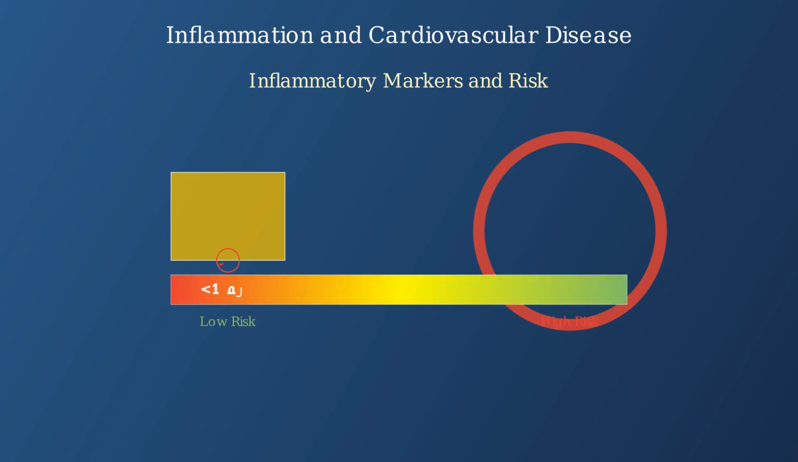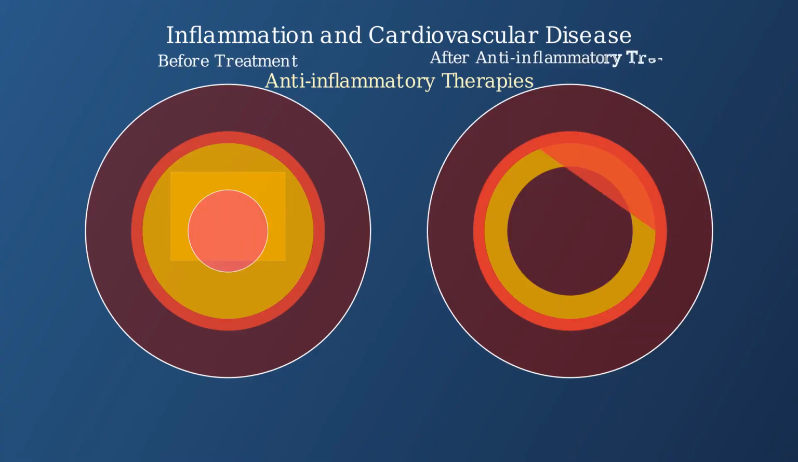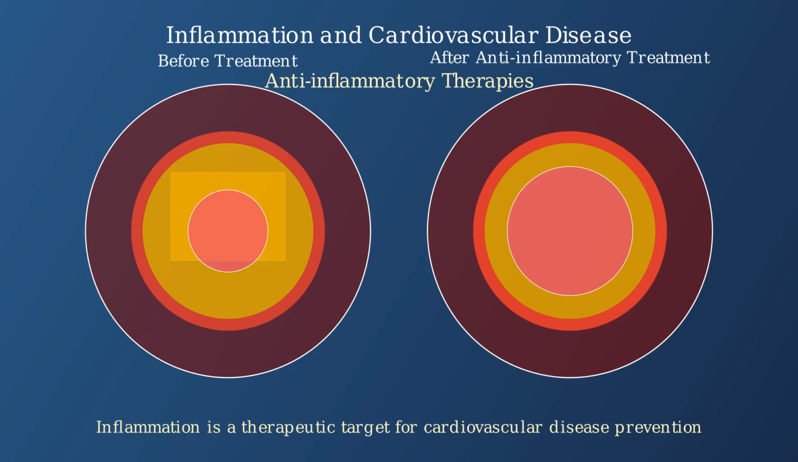CRP levels below 1 mg per liter indicate low risk, while levels above 3 milligrams per liter suggest high cardiovascular risk. Anti-inflammatory therapies have shown promise in reducing cardiovascular events, confirming this important connection. These treatments include statins, targeted anti-inflammatory drugs, and lifestyle modifications that can reduce inflammation and lower cardiovascular risk. The strong connection between inflammation and cardiovascular disease makes inflammation an important therapeutic target for disease prevention.